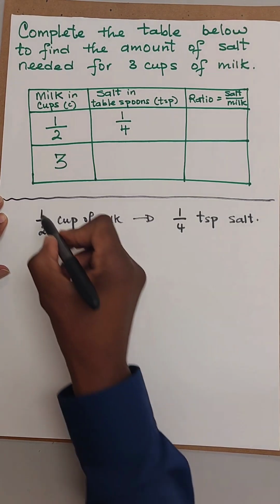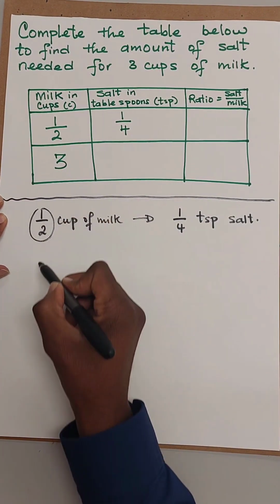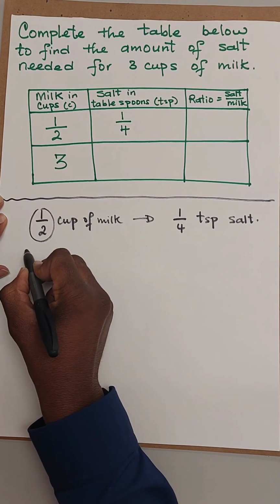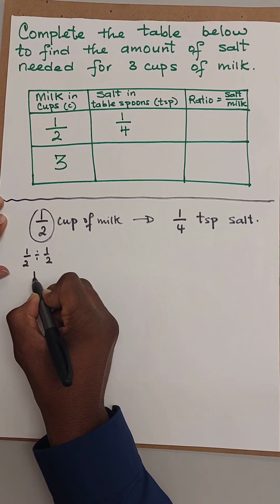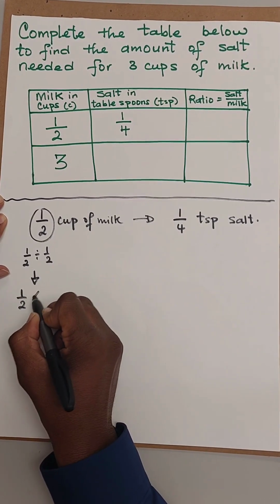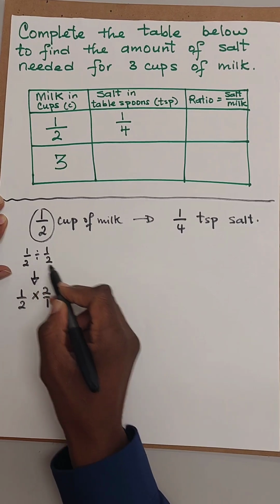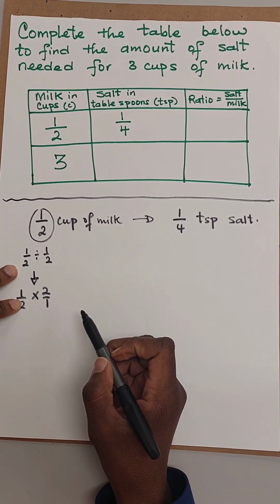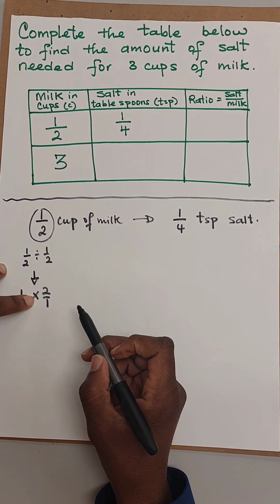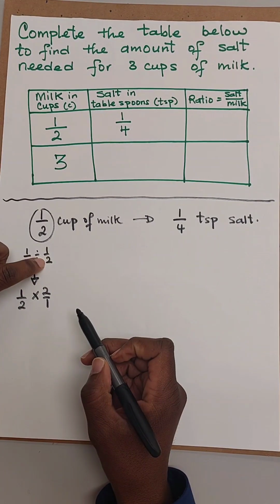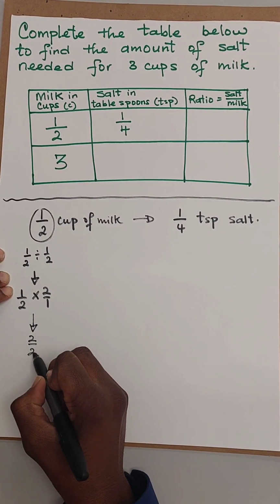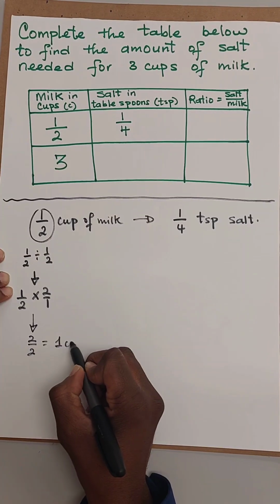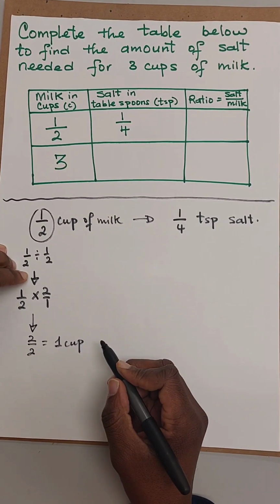So how does this become 1? We are going to do a half divided by a half, which is also the same as a half multiplied by 2/1, because that is how we divide fractions. We keep the first fraction, 1/2. We change this division to multiplication, and then we invert, or flip, the second fraction to its reciprocal, 2/1. So this becomes 2/2, which is 1 cup.